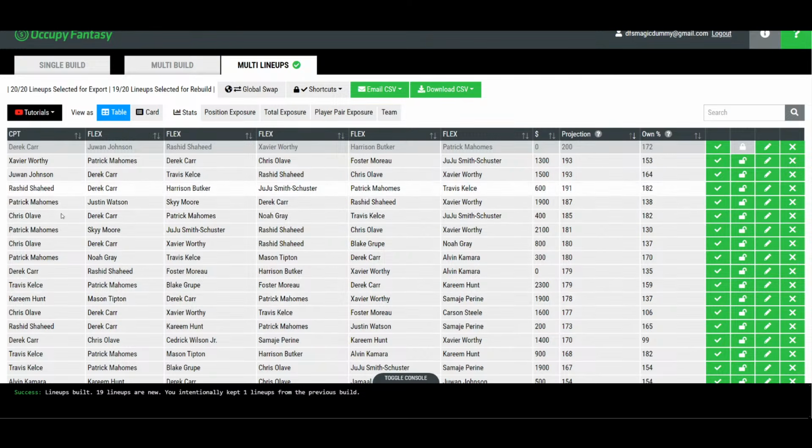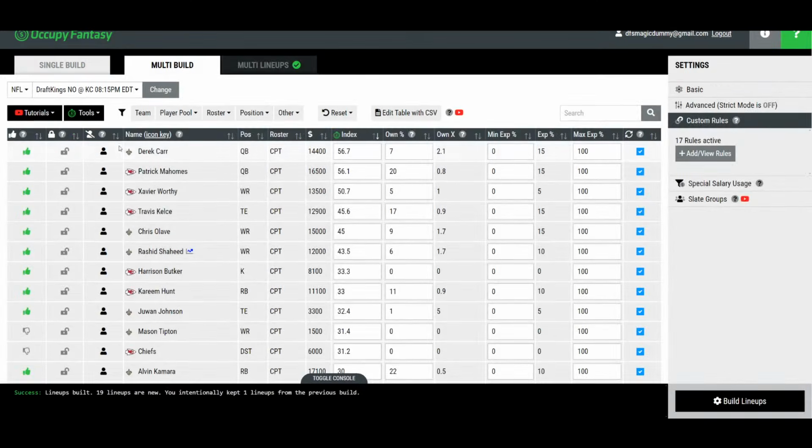Worthy, Juwan Johnson, Shaheed, Mahomes, Olave. Shaheed. I know someone in the chat said they like Shaheed a lot. Let's try Shaheed. Let's see what those lineups look like. Let's go back. Now what we're going to do, we're going to lock Shaheed, and we'll build 20 lineups.